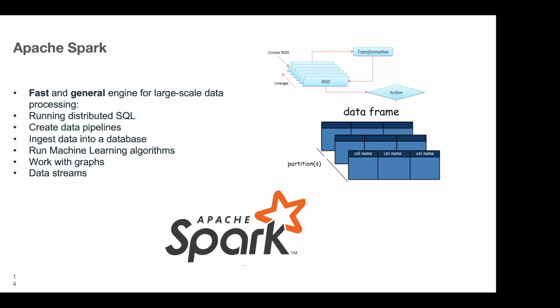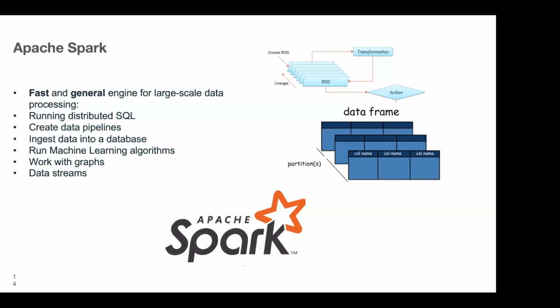RDD and data frames are the two different data types of Spark. Data frame is based on RDD, however, it has a schema, so you can see the columns and the schema of the data set. And Spark is not only for running machine learning algorithms, it also helps us run a distributed SQL engine. It has a library called Spark SQL, a library for graphs, Spark Graph, and it also helps us with streaming data in real time, which is called Spark Streaming. So it's a very helpful and very fast parallel processing computational engine.